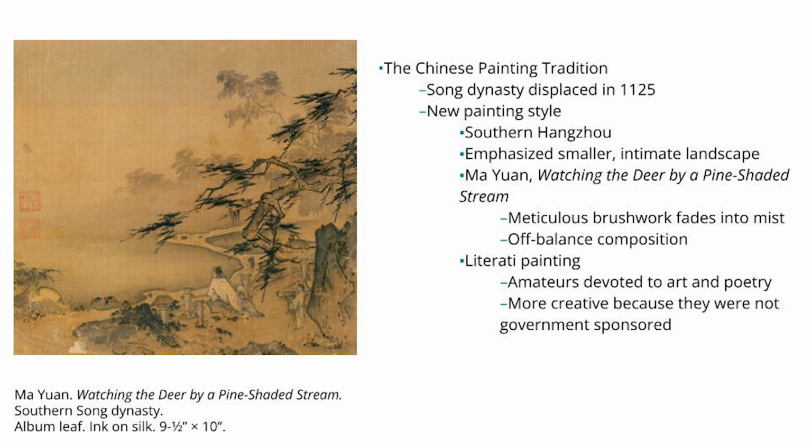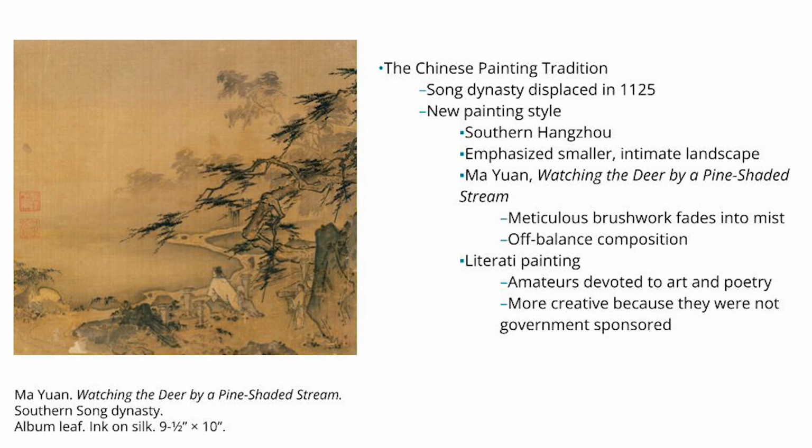Also, a term to know is literati painting. Literati painting is basically paintings made by amateurs that devoted their life to art and poetry, but they were not government sponsored. They didn't receive funding for their art. So because of this, they didn't have as much money, but they were able to be a lot more creative because they weren't answering to anyone as to what they had to make. So a lot of the most interesting developments in art style come from the literati paintings, or painters.